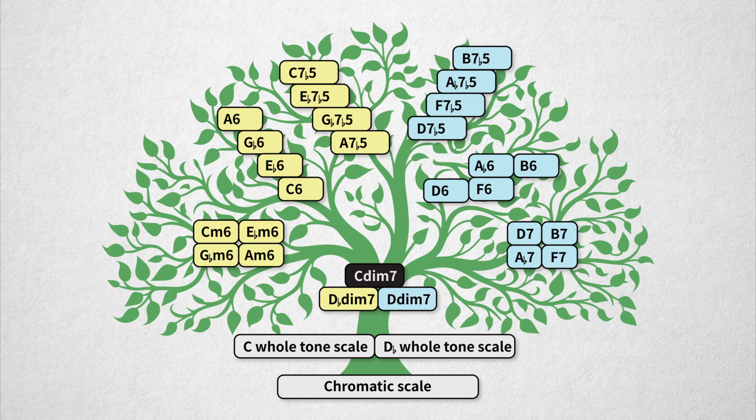And one branch has 4 dominant 7th chords. And we see 2 branches of major 6 chords, 8 in total. And we see 2 branches of dominant 7 flat 5 chords, also 8 in total. So we have 24 chords that descend from the C diminished 7 chord. And they are all connected in this 6th diminished theory concept.